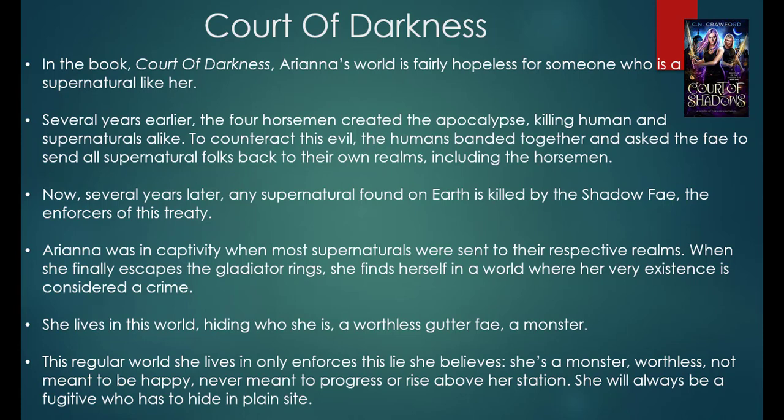So several years previously, the Four Horsemen created the apocalypse, killing human and supernaturals alike, and to counteract this evil, the humans banded together and they asked the Fae to send all supernatural folks back to their own realms, including the Horsemen. The humans didn't want any supernatural creatures in their world at all to avoid this type of apocalyptic scenario again. They're only allowing the Fae because they felt that they would be the most, I don't know, honest, upright. Go figure why, but that's kind of what the setup is.